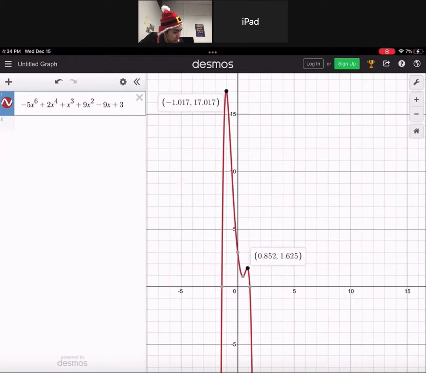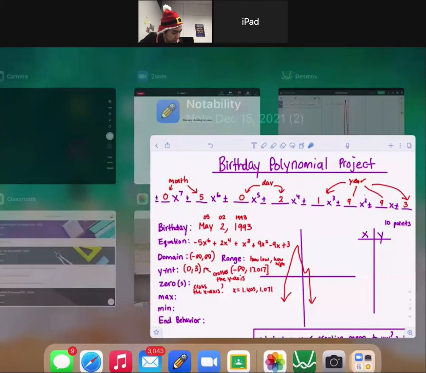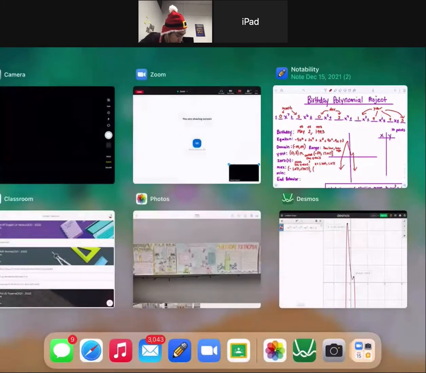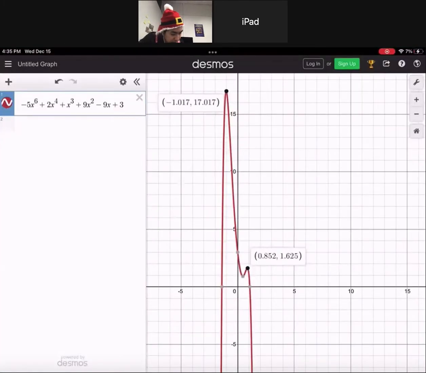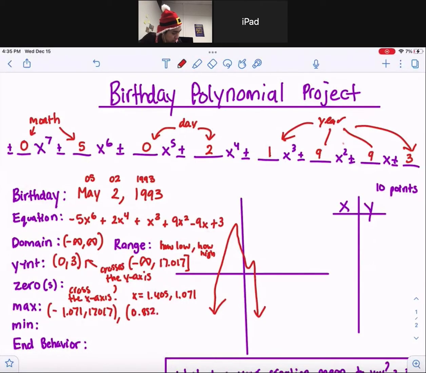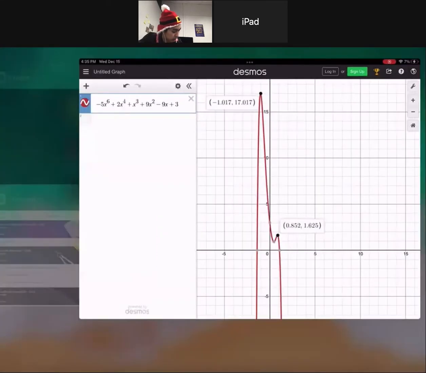for me, that's at negative 1.017, comma, 17.017. So that's one of my maximums, and the other maximum, you guys, was right there at 0.852, comma 1.625.